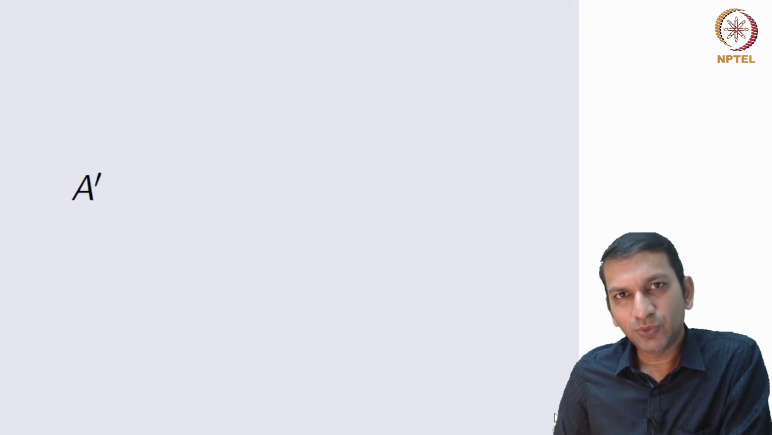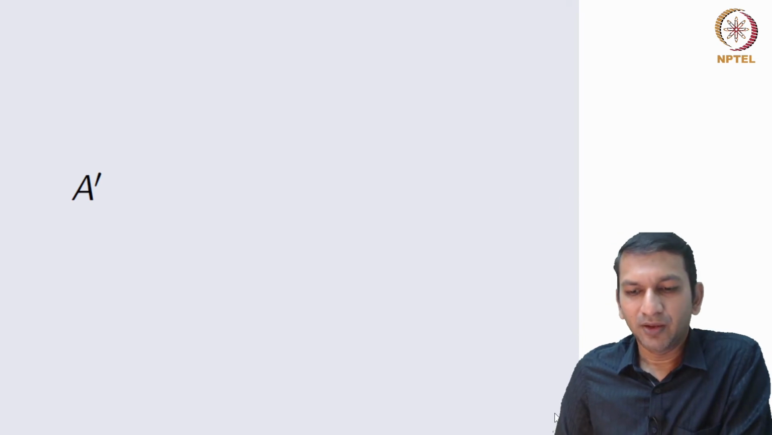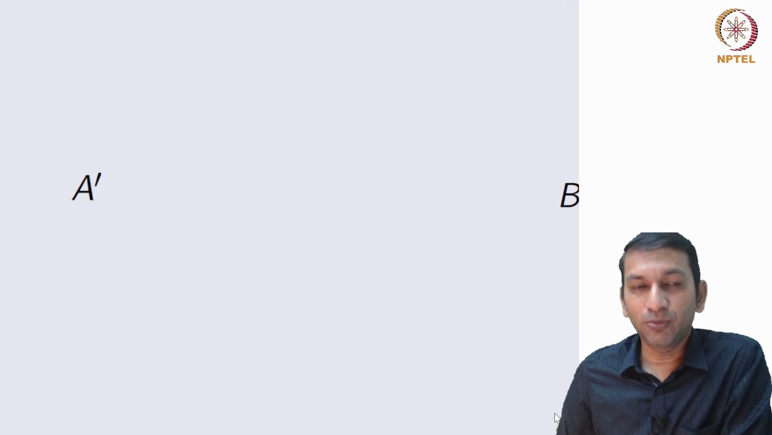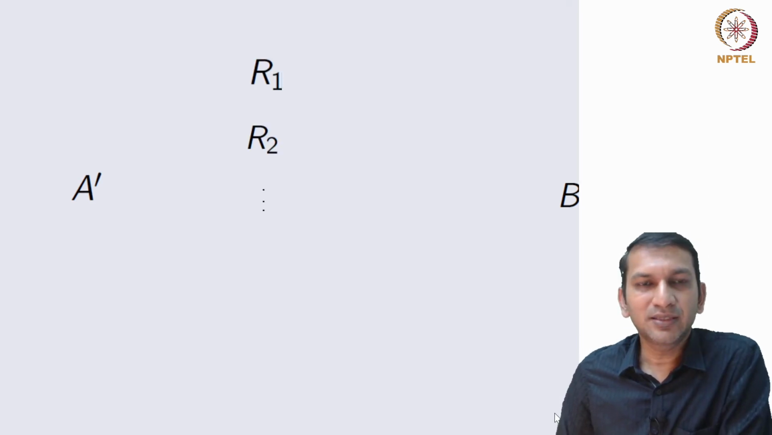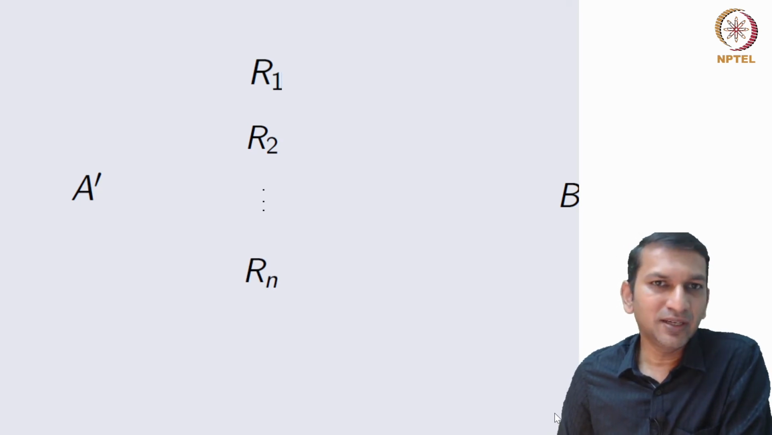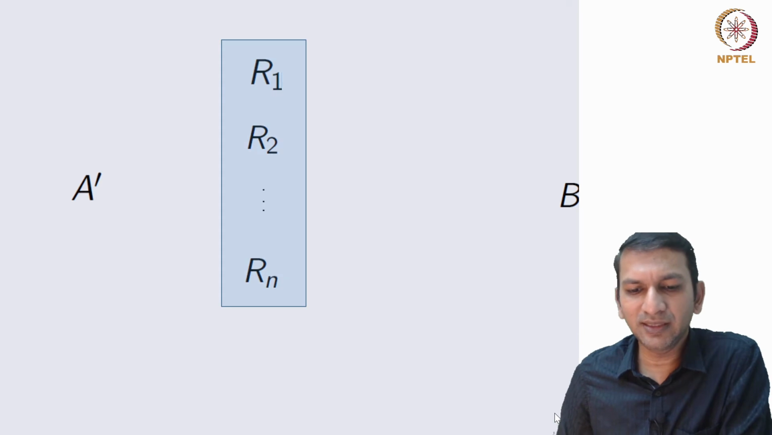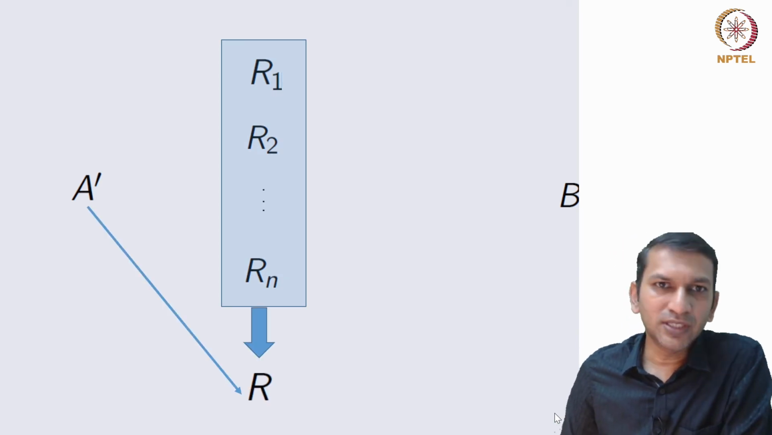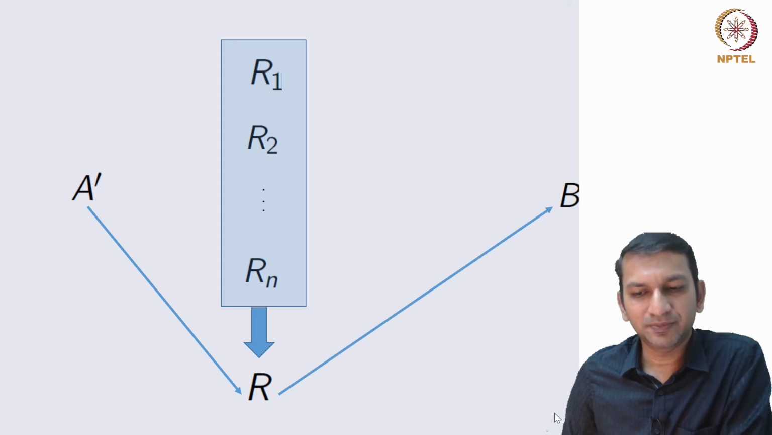We are given an A dash, which is the input. We need an output B dash. To obtain this, we are given the ground truth in the form of rules. Now, from these rules, we abstract the relations Ri. So we have n such rules, so we have n such relations. In FATI, first aggregate, then infer. First, we aggregate these relations into a single relation R, and we compose A dash with R to obtain our B dash.